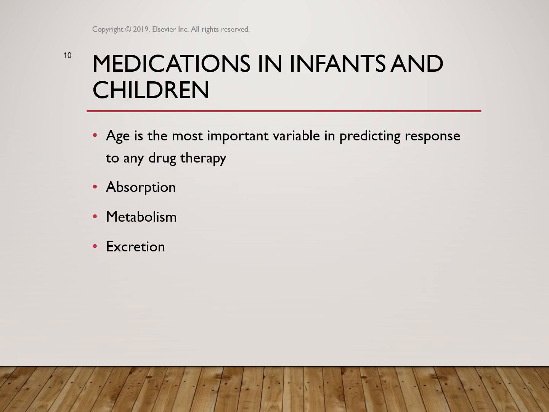In the neonate, there is an absence of free hydrochloric acid in the stomach. Therefore, medications that require an acid medium in the stomach for absorption may not be completely absorbed if the child is less than 2 years of age. Children less than 5 years of age have a more rapid intestinal transit time than adults.